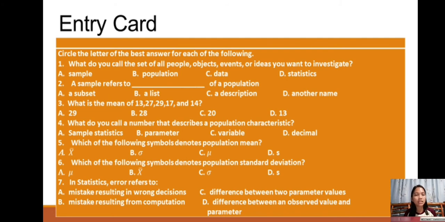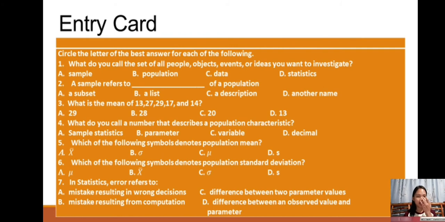This is multiple choice. As you can see, for number 1, what do you call the set of all people, objects, events, or ideas you want to investigate? When we say a set of all people, from the word itself, all, this is population. For number 2, a sample refers to blank of a population. So a sample is a part of a population. That is why the answer is a sample is a subset of the population.